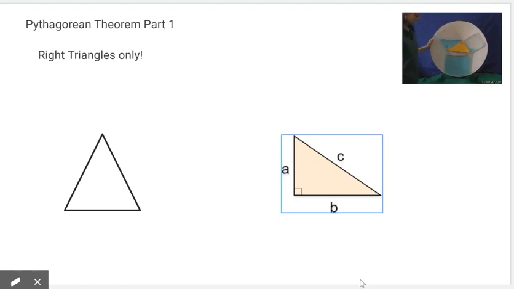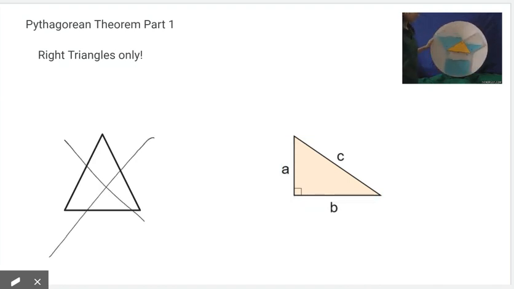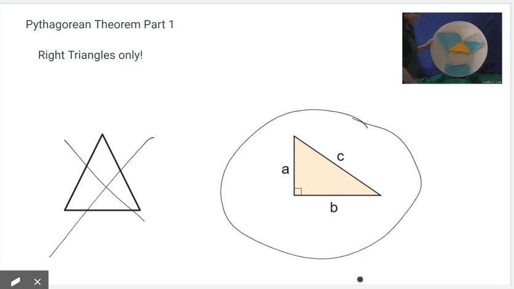All right, everybody. This is an explanation or a reminder of the Pythagorean theorem. It's going to be very quick. First of all, what sort of triangles does it work with? That's right, only right triangles. So these, for now, are out of luck. It is only with triangles that have a 90-degree angle right here.